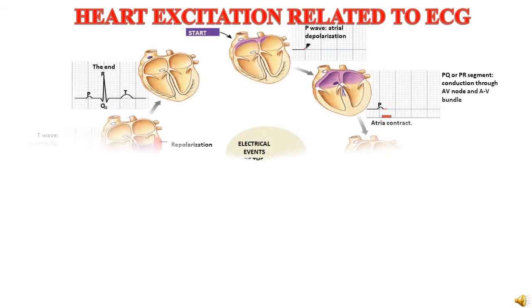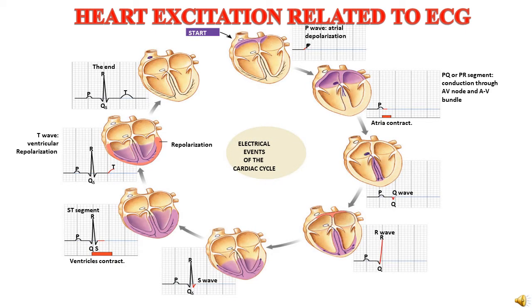Here is again a very beautiful diagram in which the excitation of the heart is related to the ECG. The first phase, as we have already seen, is where the SA node originates the impulse. Here the P wave occurs, that is the atrial depolarization. Again, the PQ or the PR segment which we have discussed is the conduction of the impulse through the AV node and the AV bundle.